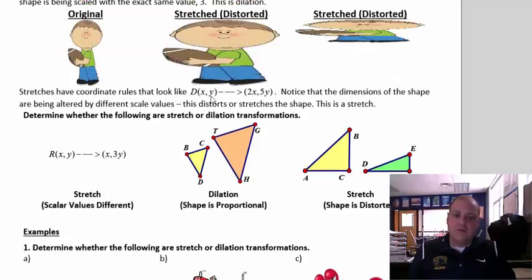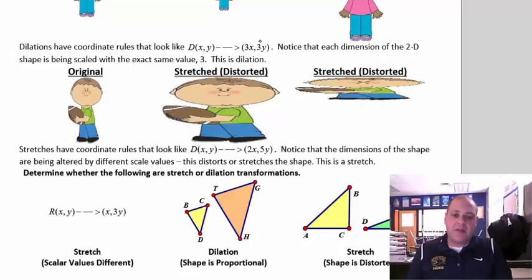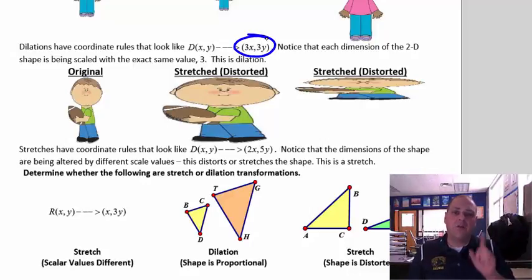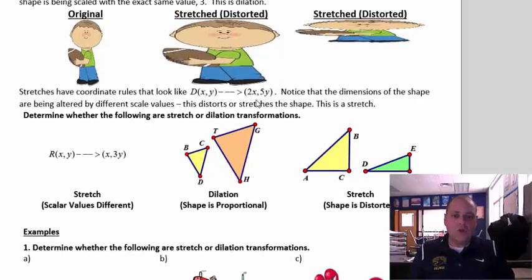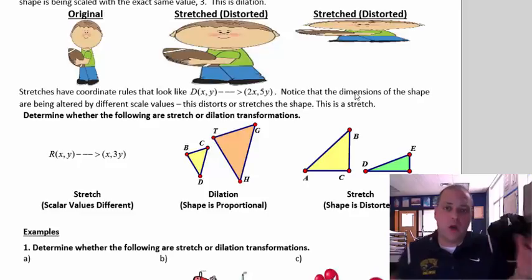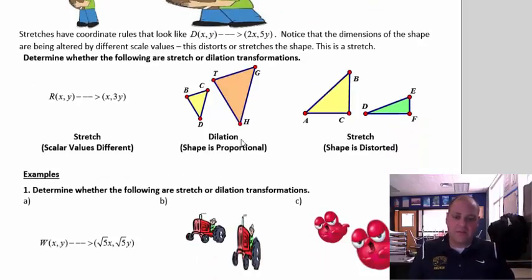All right, so for dilations, we simply multiply by the same number. The x and y have to be multiplied by the same number. So that's what we're going to be doing. Now, in a stretch, you would multiply the x by one number and the y by some other number. That's a stretch. We don't do stretches, but that's why we should know that when we do a dilation, we multiply everything by the same number.